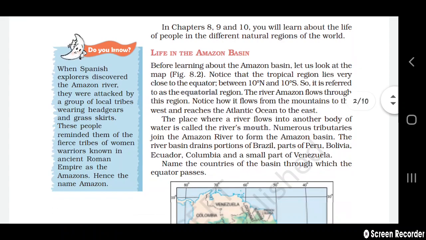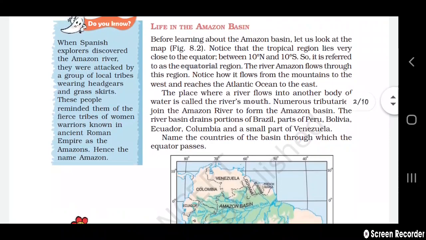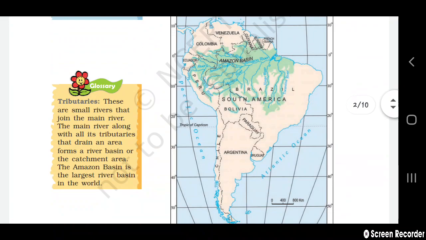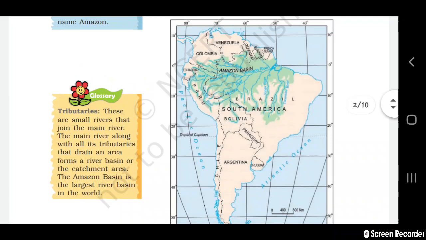In chapters 8, 9 and 10, we will learn about the life of people in different regions of the world. First, let us know about life in the Amazon Basin. Let us look at this picture. This is the Amazon Basin in South America.